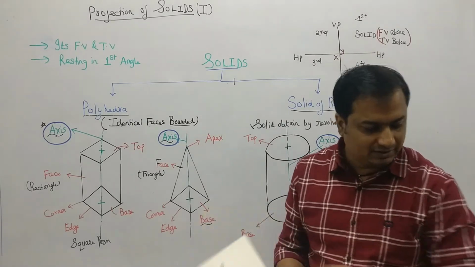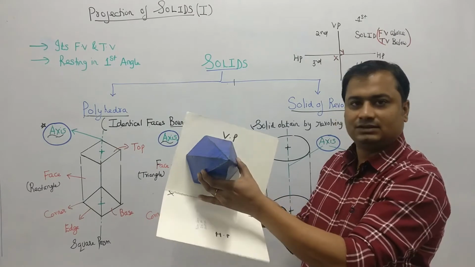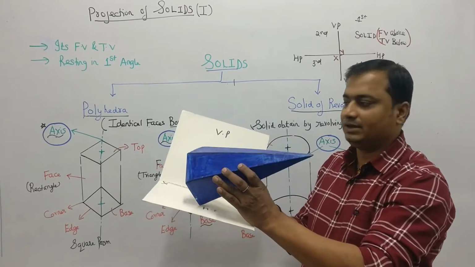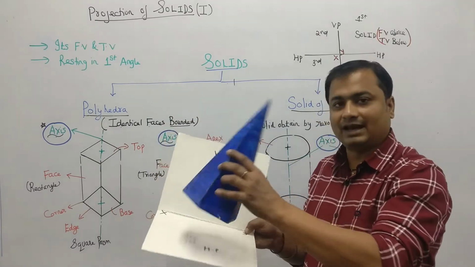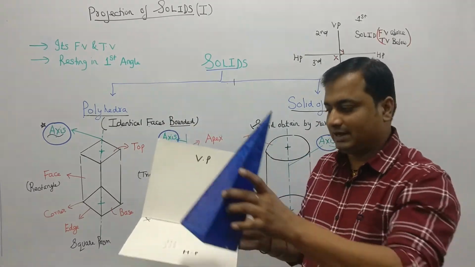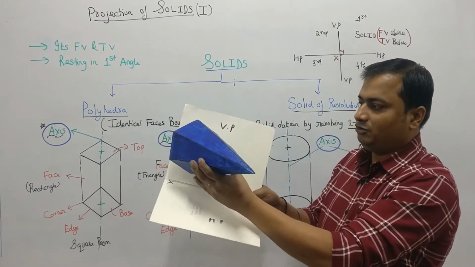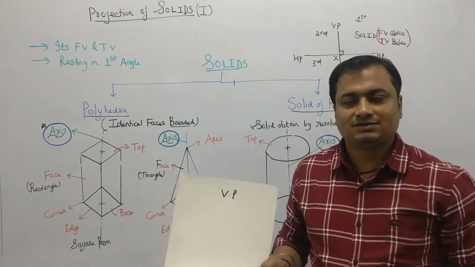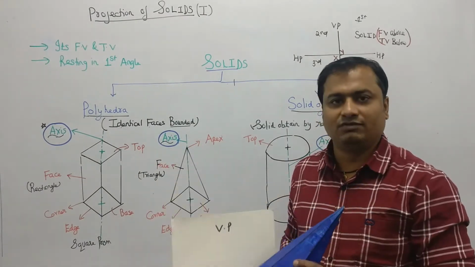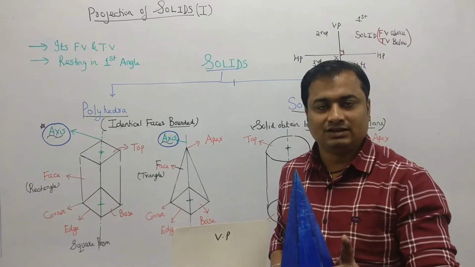A solid in the first angle can rest like this. It can be like this. It can be inclined to HP, it can be inclined to VP, it can be inclined to both. A solid in the first angle can be in any position. It can be vertical, it can be horizontal, it can be inclined to HP, inclined to VP, or inclined to both planes. So there are many cases related to a solid lying in the first angle, and all the cases depend on the axis.